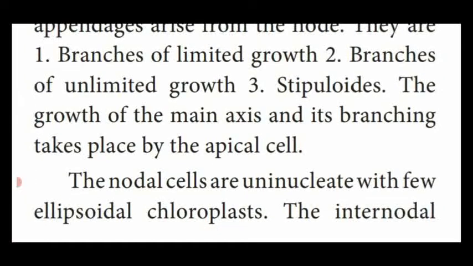The nodal cells are uninucleate, that is, made up of only one nucleus with ellipsoidal chloroplasts. Dear students, kindly note it down. One book back question is there: differentiate between node and internodal region of Chara. First, we have seen the node. The node is uninucleate, made up of only one nucleus, which contains ellipsoidal chloroplasts.